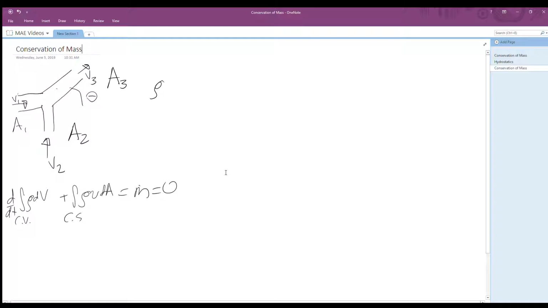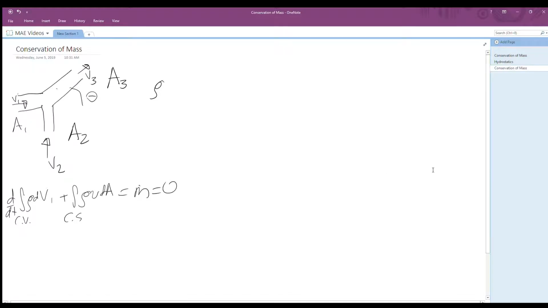Hey everybody, today we're going to be talking about conservation of mass. First of all, let's go over the conservation of mass equation again. The conservation of mass equation has two parts. It has the accumulation term and it has the flux term. The accumulation term tells you how much mass is accumulating within the system over time, and the flux term tells you how much mass is passing through our system boundaries.